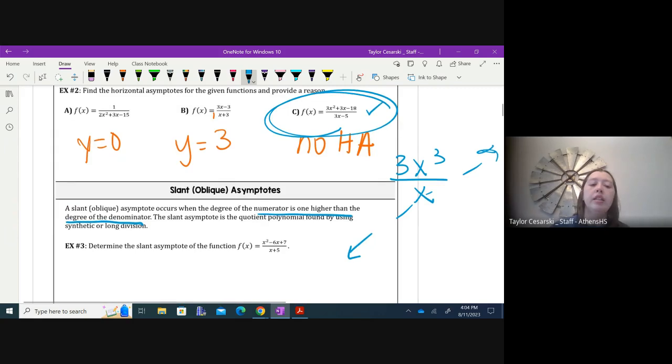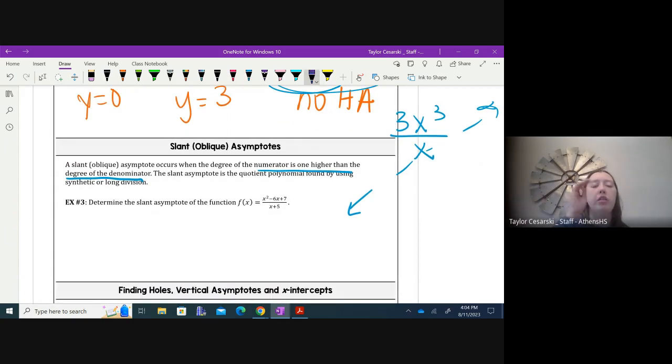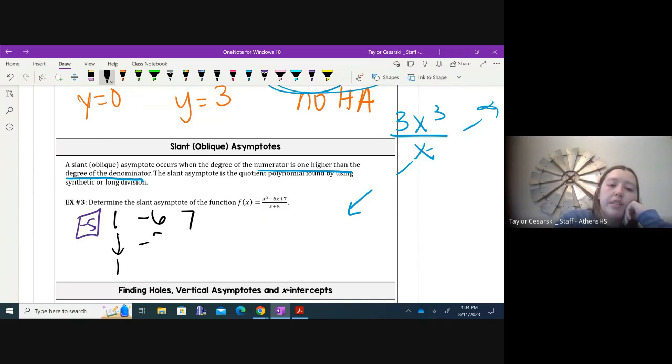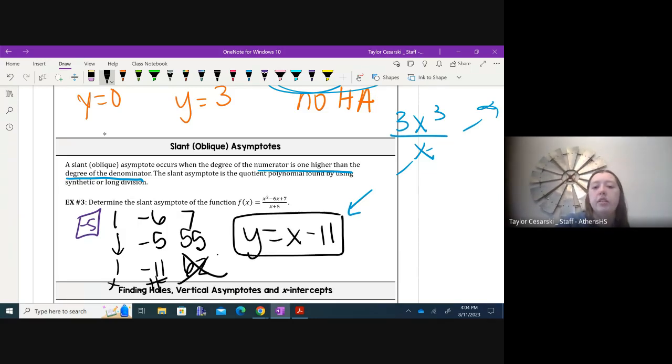asymptote. To find the slant asymptote, we're just going to go back to polynomials, and we're going to do polynomial division. I'm going to do synthetic division just because it's faster. So if I'm dividing by x plus 5, negative 5 goes in my box. And then I have 1, negative 6, and 7, my coefficients. Bring it down. 1 times negative 5 is negative 5. Add down, negative 11, 55. And then when I add that, I get 62. Now, for the slant asymptote, the remainder doesn't make a difference. So this is the number, this is the x. So y equals x minus 11 would be your slant asymptote.